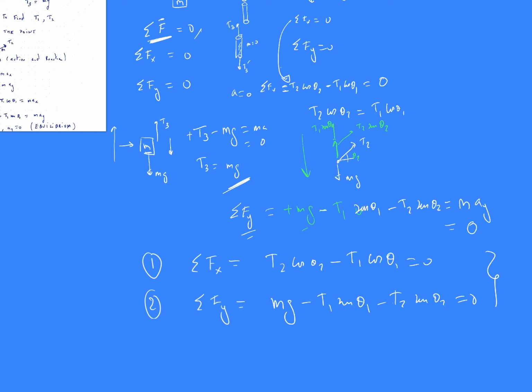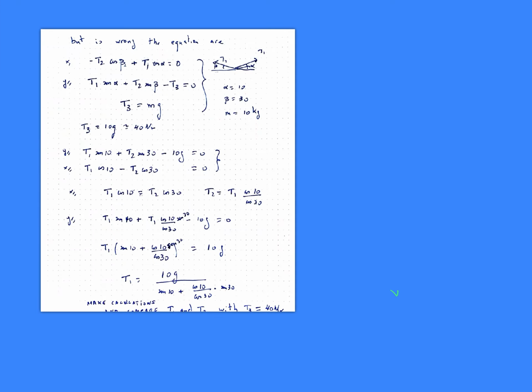What are the two unknowns? T1 and T2. Because theta 1 and theta 2 are known, and the weight mg is known. So I have to solve this system of equations. The solution here is for an angle theta 1 of 10, theta 2 of 30. So these are the two equations. You solve the two equations by the method that you prefer, probably substitution.